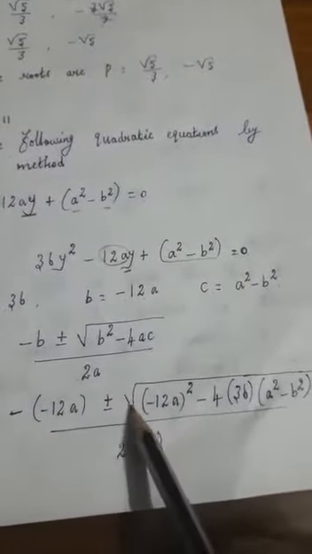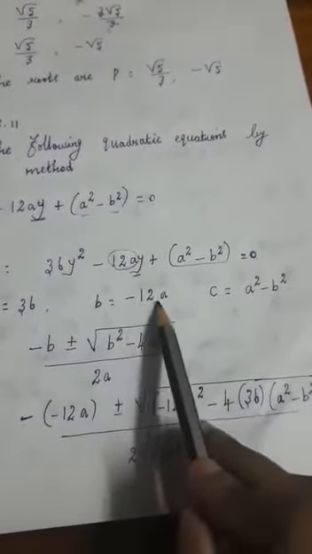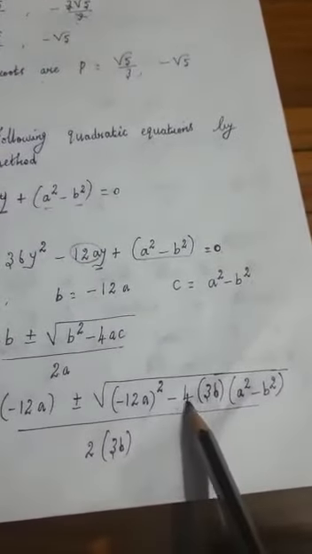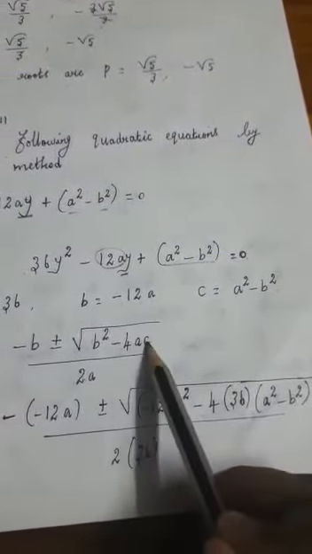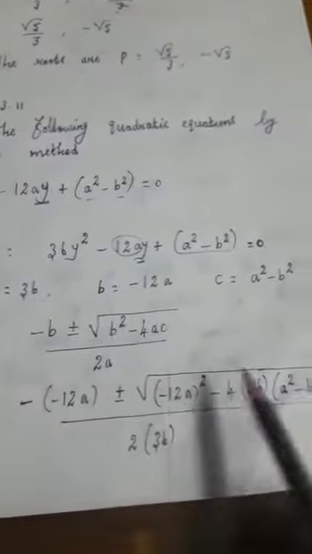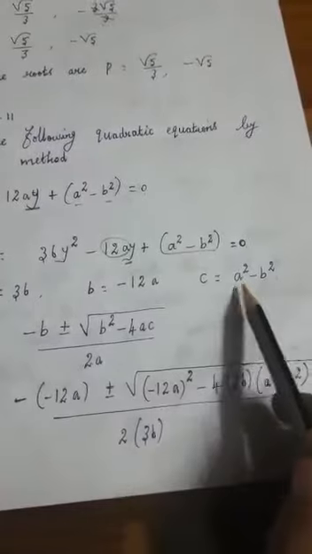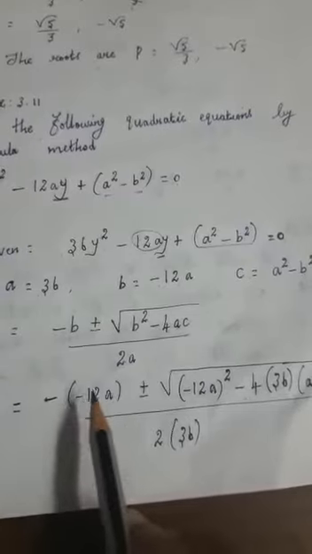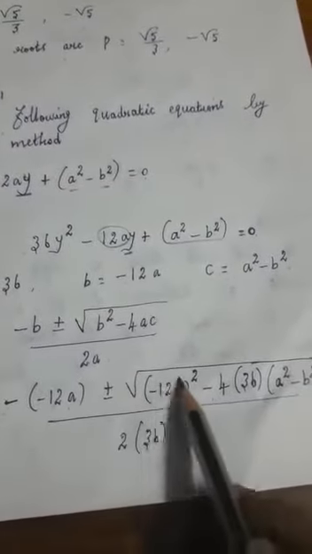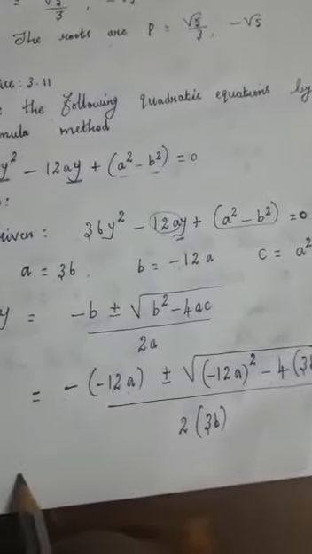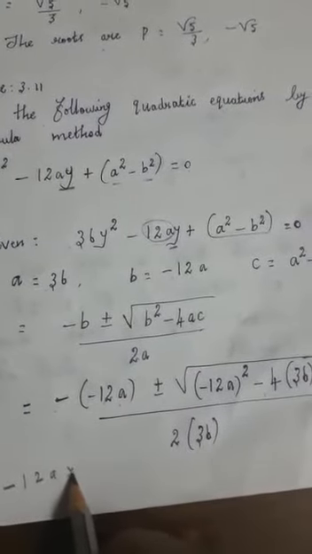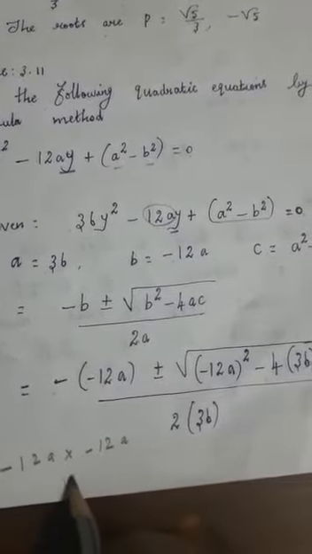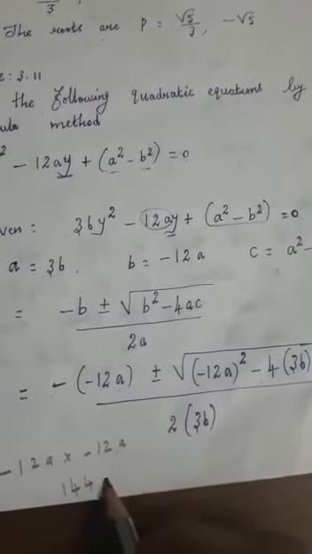Apply all the values: root of b square, b here is minus 12a, so b square means minus 12a the whole square, minus 4 into a into c, that is minus 4 into 36 into a square minus b square. Okay, so the next part, how will you write? Minus minus becomes plus, that is 12a plus or minus. Here minus 12a two times, so minus 12a into minus 12a, minus minus becomes plus, 12 12s are 144, a into a is a square.